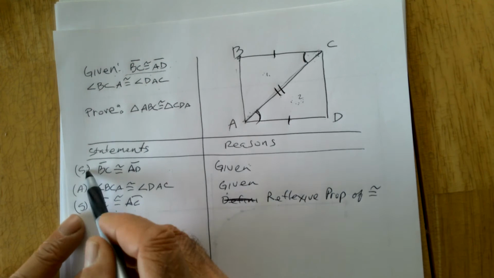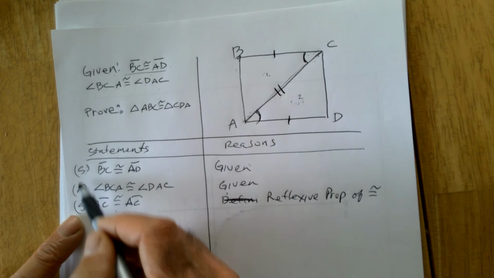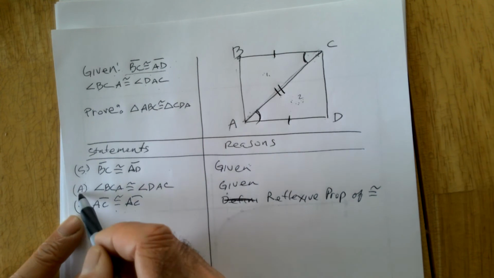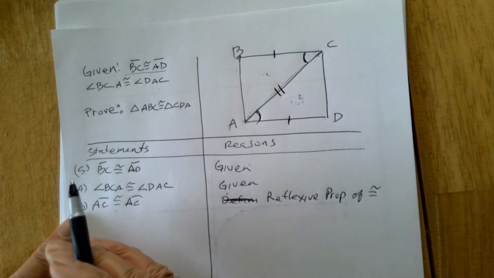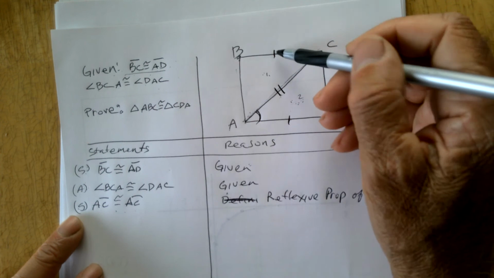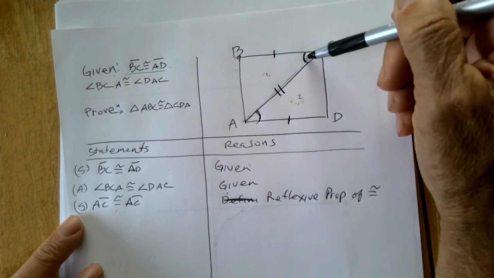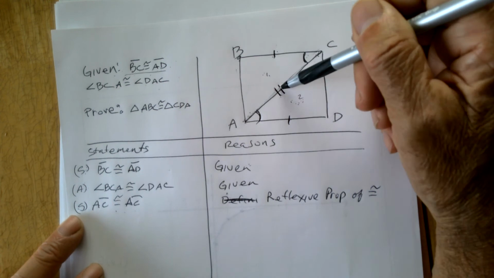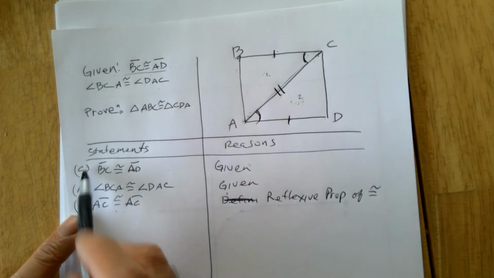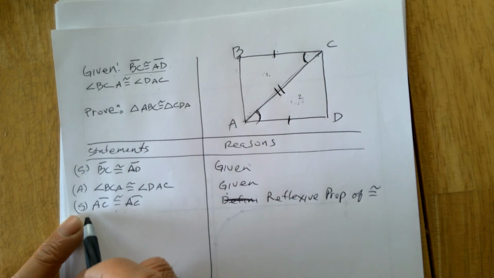Now you do have to be careful when you write this down. If you're going to keep track of this with SAS, don't use this order because sometimes this will be in the right order, sometimes it won't. You need to go back to the picture to double check and verify it. So we have a side, angle, side, SAS. So this won't always be in the right order for your triangle congruence terms.